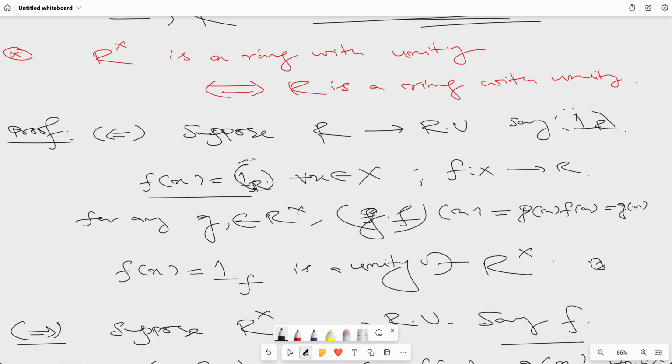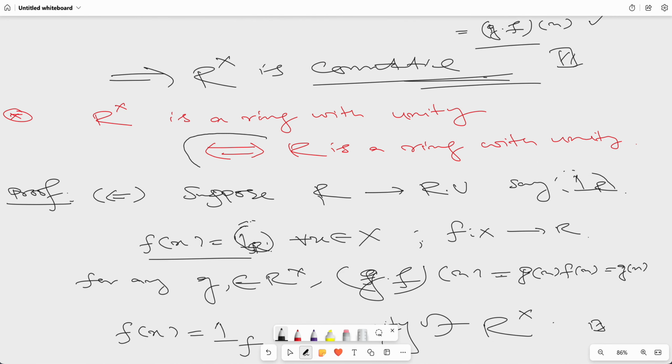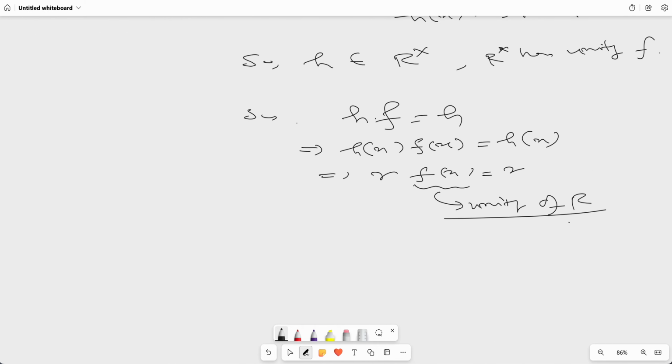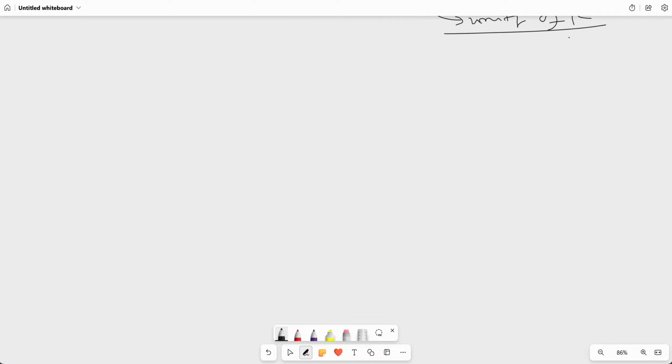So this is an if and only if statement: if R^X is a ring with unity, then R has to be a ring with unity, and if R is a ring with unity, then R^X has to be a ring with unity. There is no other choice except these two.